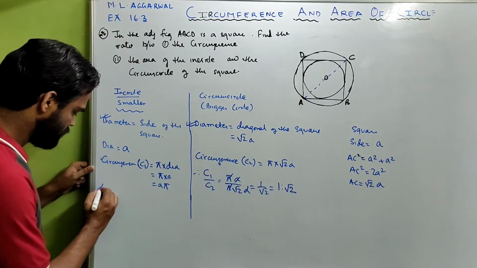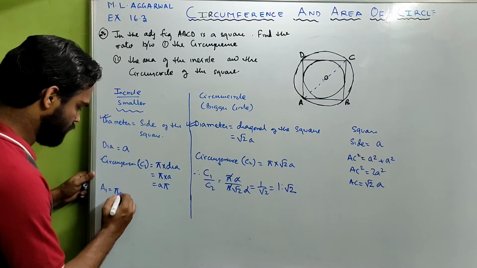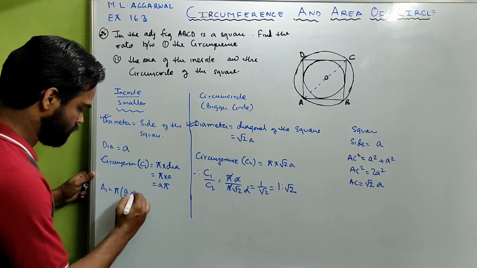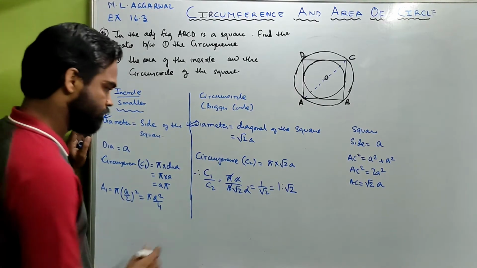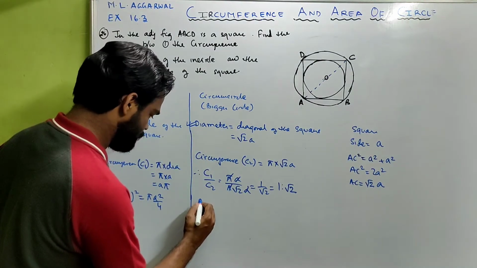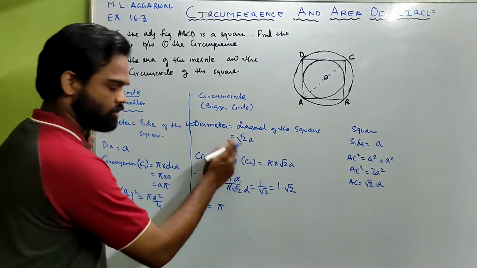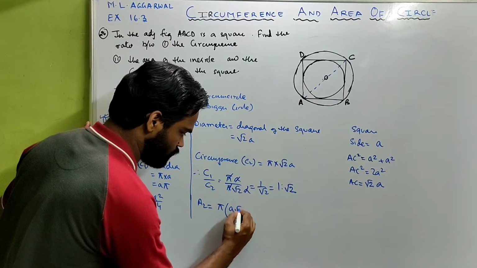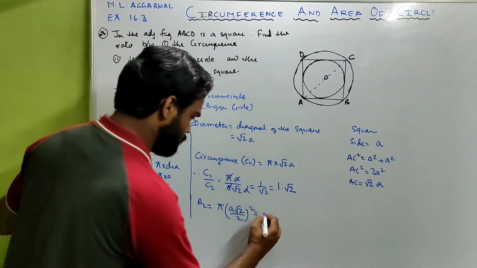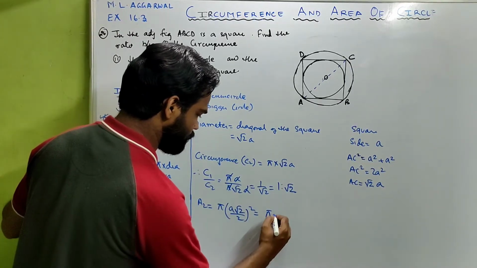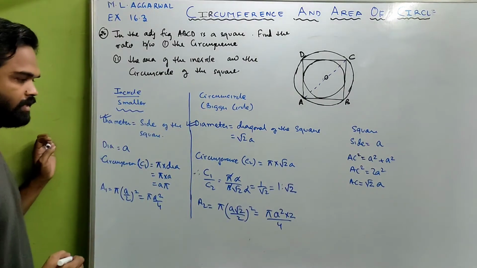Now A1 is pi r square. Pi r is what? A by 2 whole square. That's pi A square by 4. Done. For this, the area A2, pi r square. So this is the diameter, so the radius will be A root 2 by 2 whole square, which is pi A square multiplied by 2 by 4, isn't it?